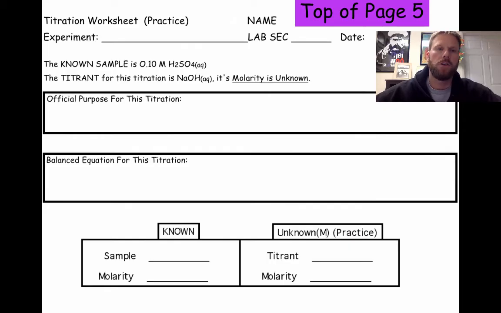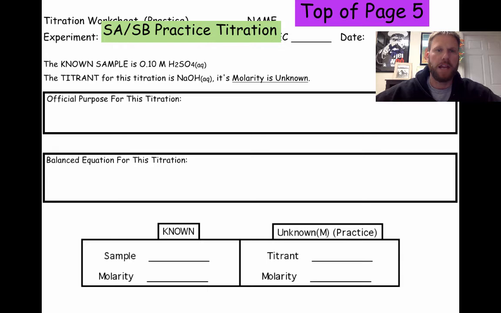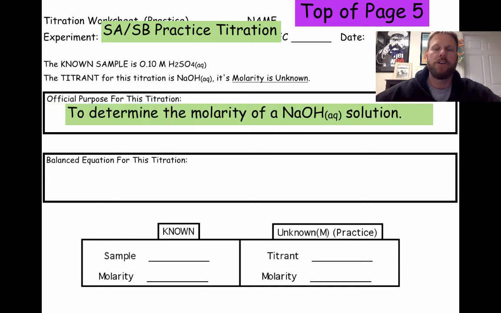The lab practical will look just like this. You are going to use sulfuric acid to do the titration. You will be determining the molarity of an unknown NaOH solution, just like I did here in the lab. So the balanced equation for sulfuric acid and NaOH is a little different. So let's try this one out.